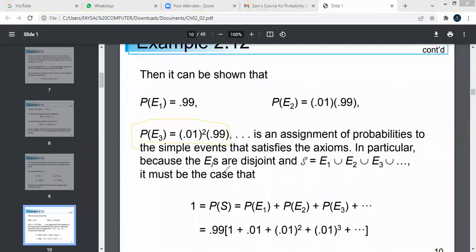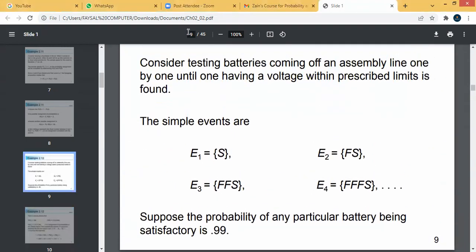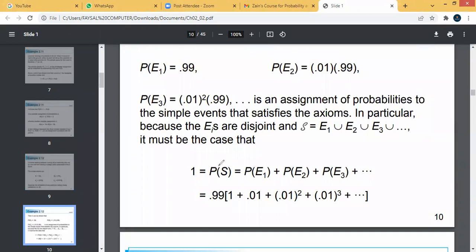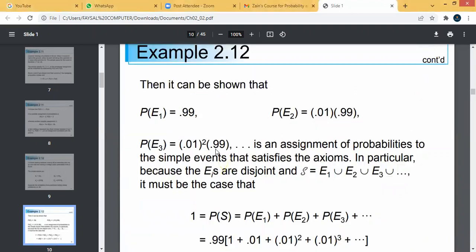In particular, because the Ei are disjoint sets, the sample space is the union of E1, E2, E3 and so on. What does this mean? E1 is a system which only contains S, that is satisfied. E2 contains one F and one S, so this set is not equal to E1. So my total probability is E1 plus E2 plus E3 and so on. This will be the probability of the whole sample space, so it will be equal to 1, as I described earlier: P of E1 plus P of E2 plus P of E3, all equal to 1.